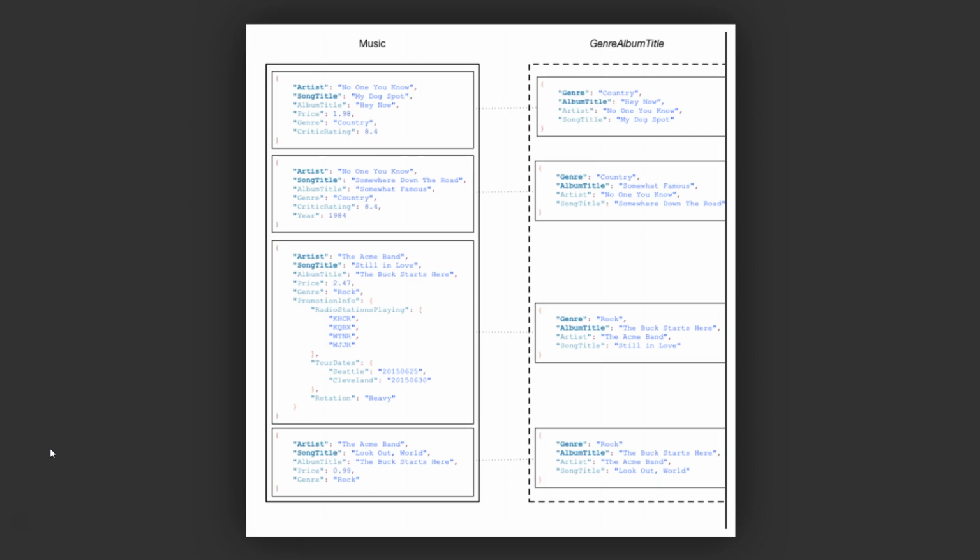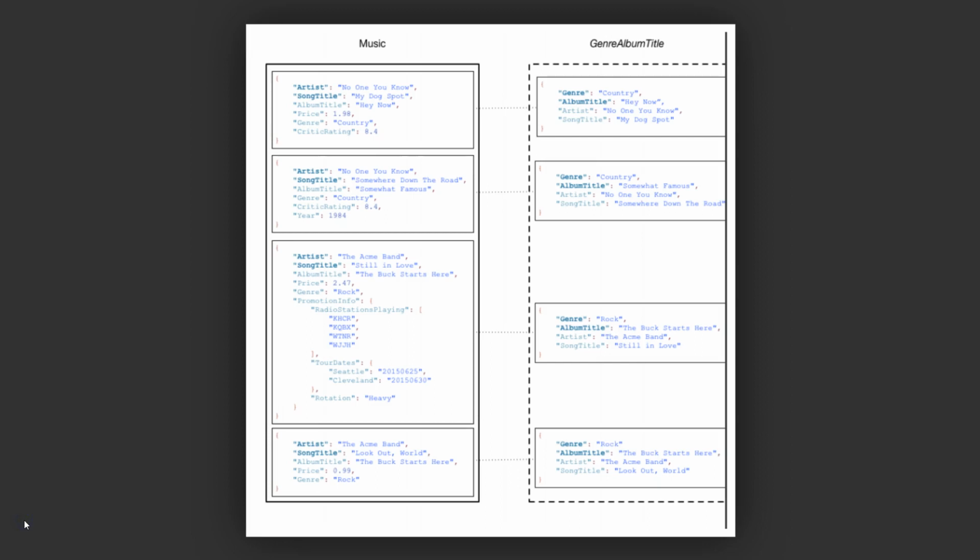Note a few things about this table. Every index belongs to a table, which is called the base table for the index. In this example, music is the base table for the genre album title index. DynamoDB maintains indexes automatically. When you add, update, or delete an item in the base table, DynamoDB adds, updates, or deletes the corresponding item in any indexes that belong to that table.